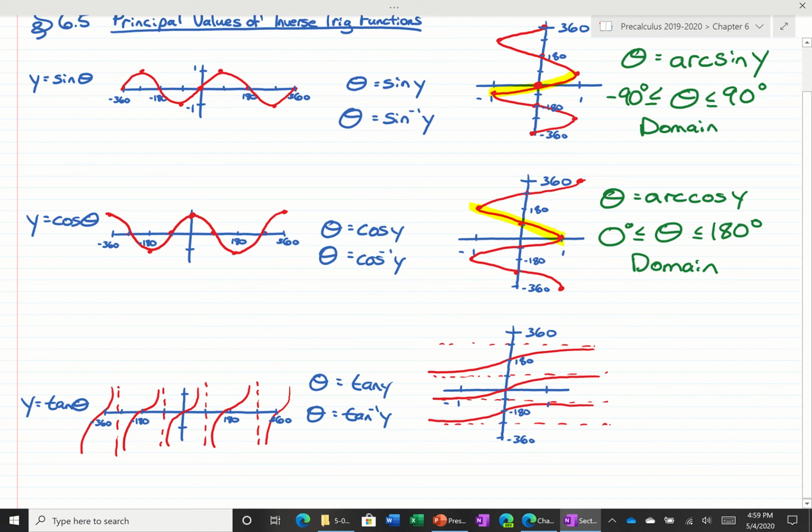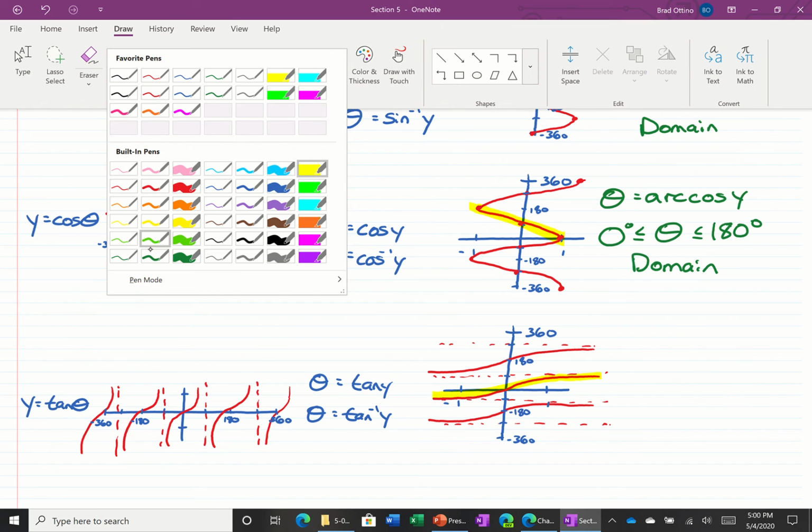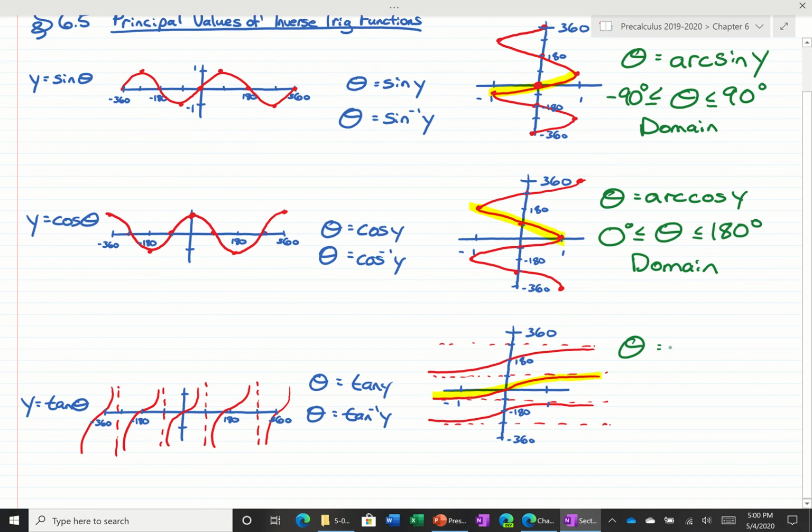So I'm taking the reciprocal, or I'm switching the x and the y axes. Now, for arc tangent to be a graph, we just have to take one of these branches. And that branch would have the domain between negative 90 degrees and positive 90 degrees. We can't include 90 or negative 90 because those are the asymptotes, and we know that there's no value on those asymptotes.